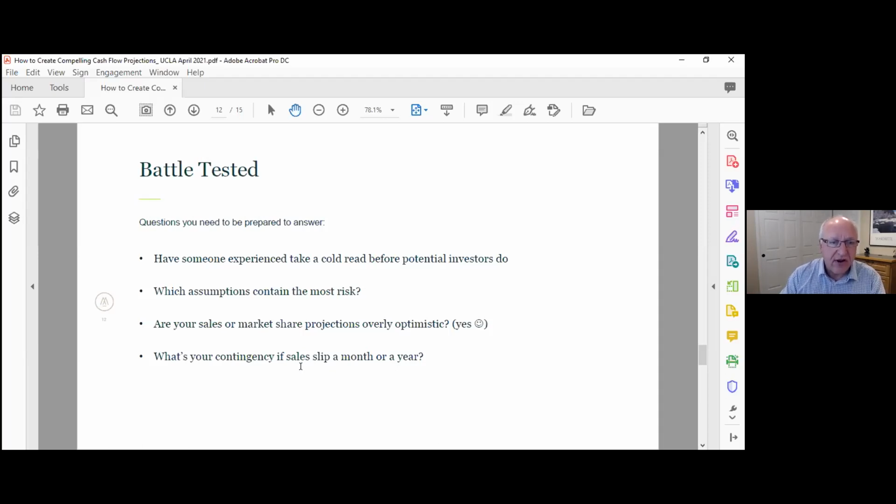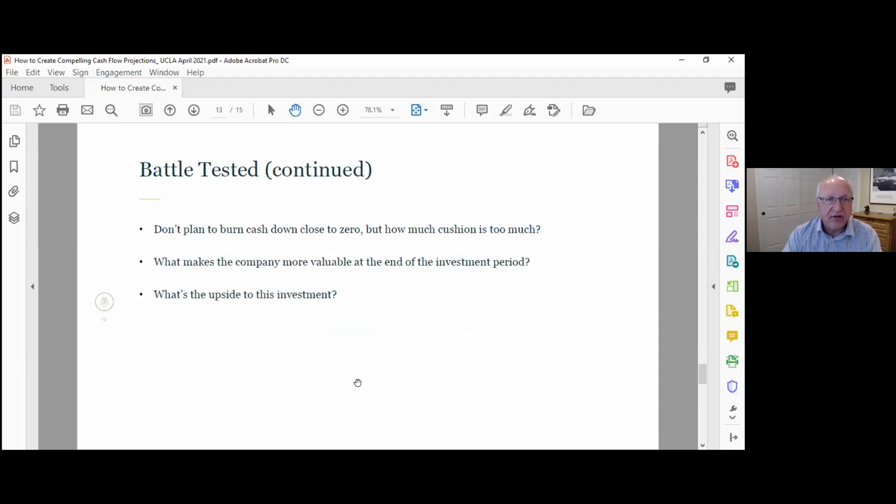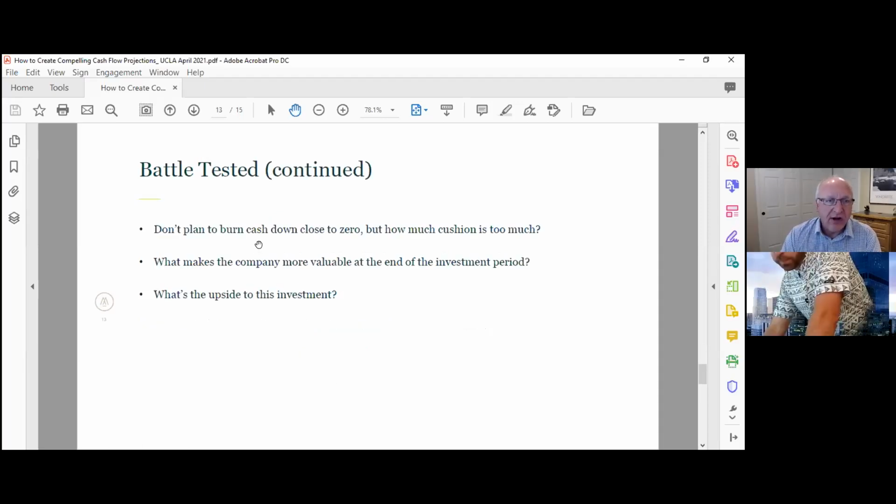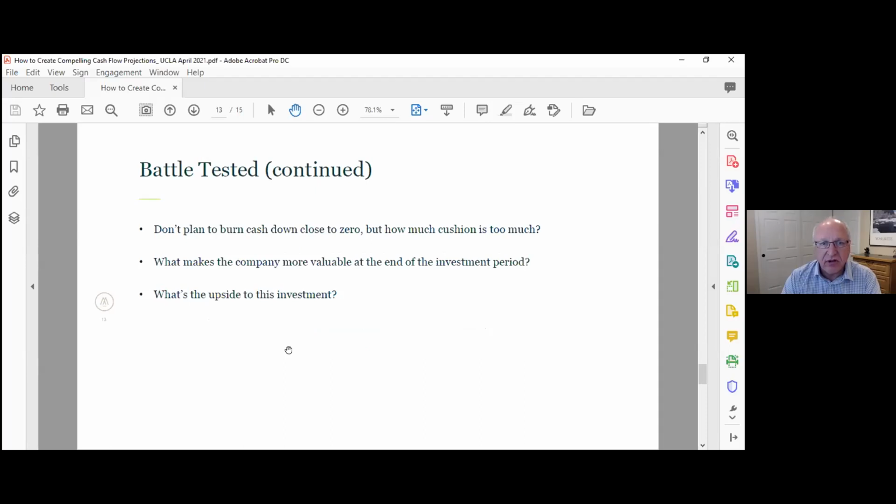And then contingencies, we already talked about that. Be ready to answer those types of questions. We talked about cushion a little bit here too on this slide. Don't plan to burn the cash down too close to zero. Have a little cushion, but how much is too much? Beauty is in the eye of the beholder. My rough rule of thumb is, raise enough money to where you have 10% of what you raised left when you think you're going to be done. That's my rough rule of thumb.